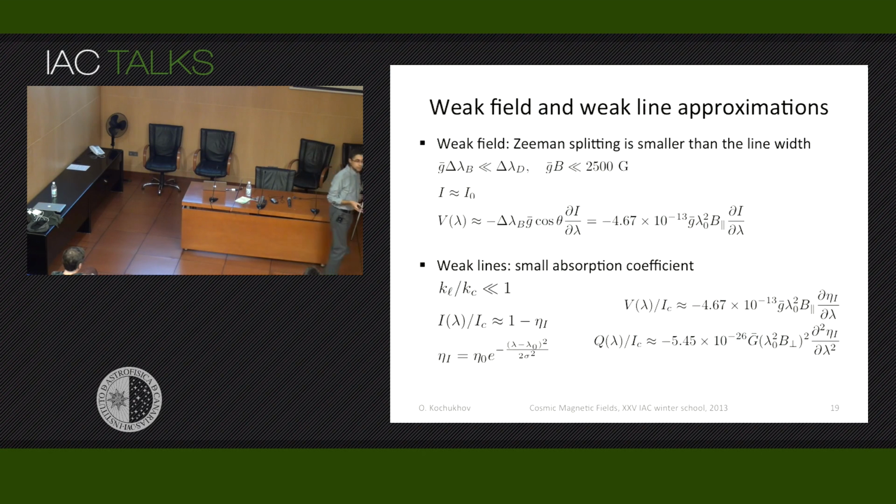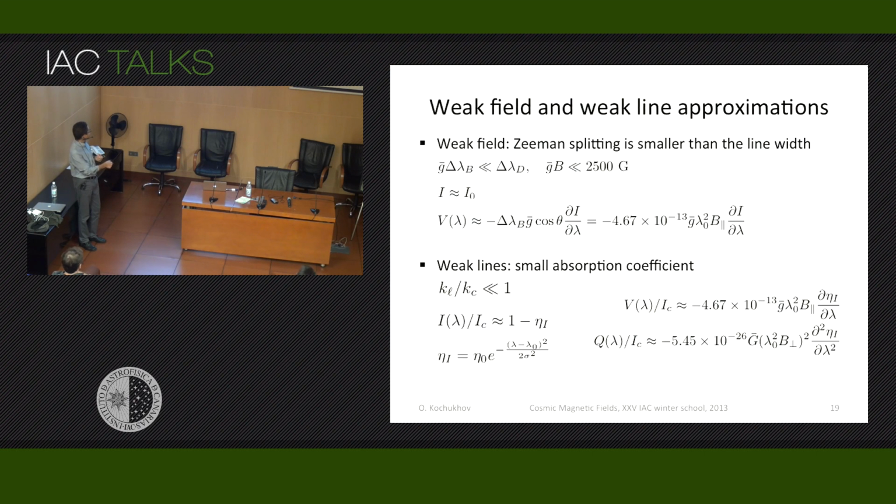If in addition to the weak field approximation, we also introduce the so-called weak line approximation, where we assume that the ratio of the line to continuum absorption coefficient is much smaller than 1, then we can approximately say that Stokes I is nothing but 1 minus some profile that describes the absorption. It can be simply Gaussian, like I'm assuming here. And in that case, I can analytically, of course, compute the derivatives of the Gaussian here.